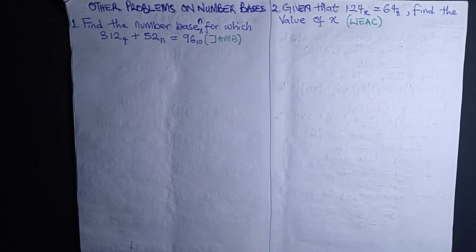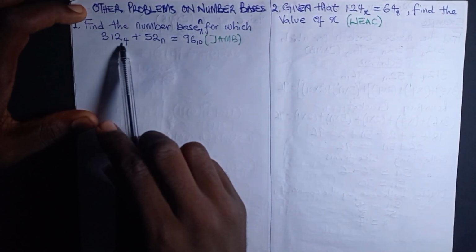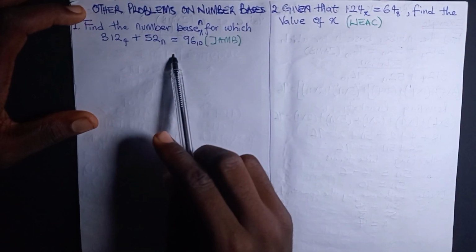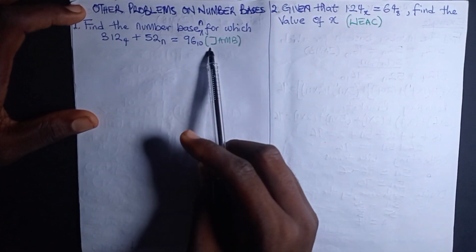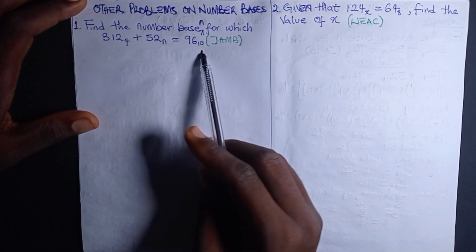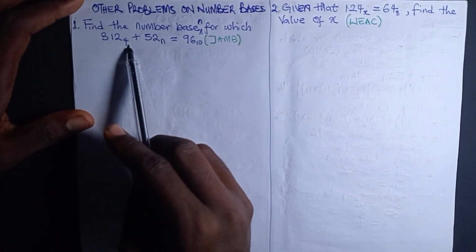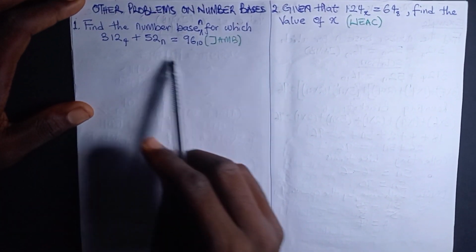Number one question says, find the number base n for which 312 in base 4 plus 52 in base n is equal to 96 in base 10. To solve this question, you must first of all equate everything at the left-hand side of the equation to the right-hand side. Remember, the right-hand side is in base 10, so we have to convert everything to base 10 to equate. Then we solve further for the value of n.